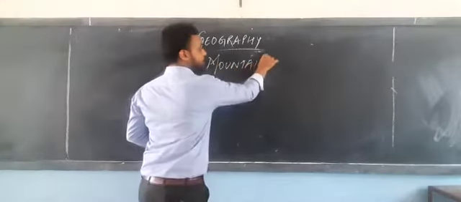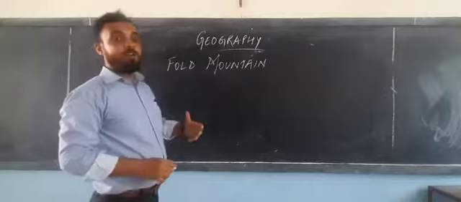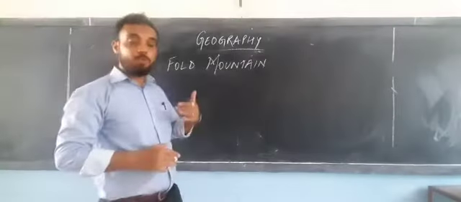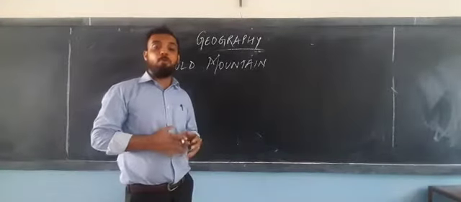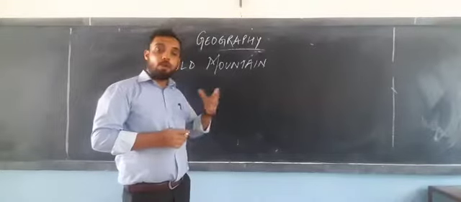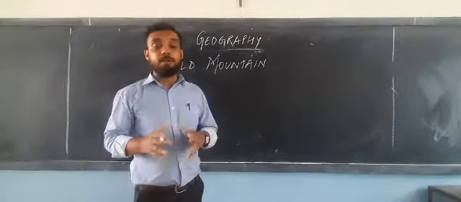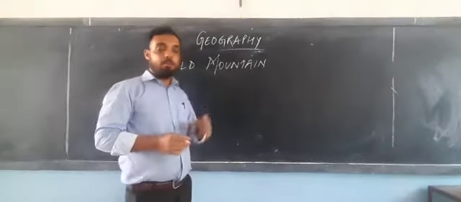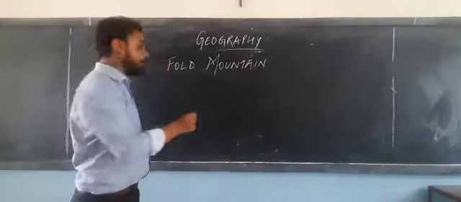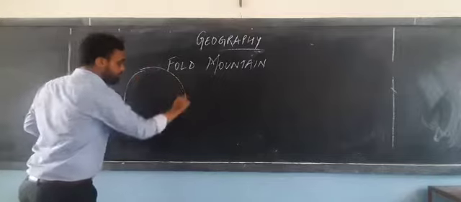Now what is a fold mountain? A fold mountain is generally formed because of the folding or wrapping up of the tectonic plates. Now what are tectonic plates? Tectonic plates are present deep inside the earth. I have taught you the anatomy of the earth. What is the anatomy of the earth?